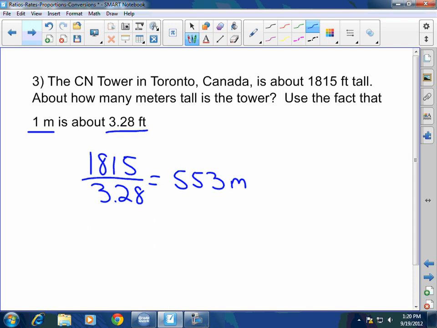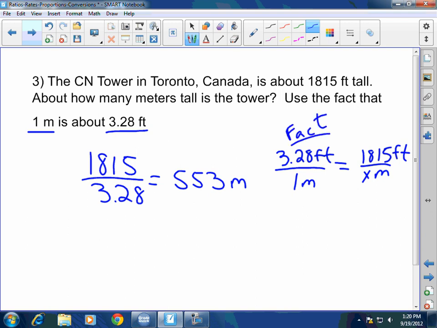You could have just straight up said, okay, let's set up a fact ratio. The fact ratio is that there are 3.28 feet in 1 meter. Correct, my brothers? They want to know how many meters in 1,815 feet. Do you guys see how I set that up as well? Unit to unit using the fact ratio. This is the fact ratio right here, and then unit to unit. If you cross divide here, I promise you, X is still going to be roughly 553 meters.